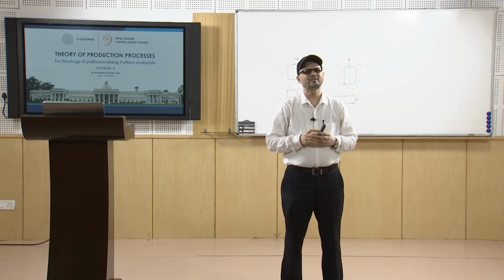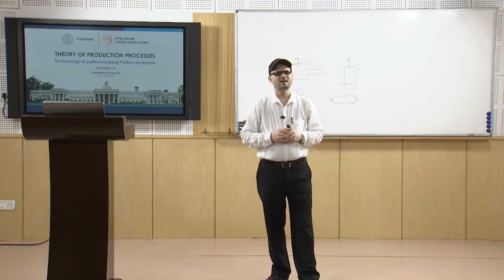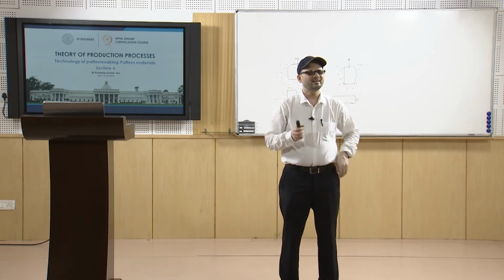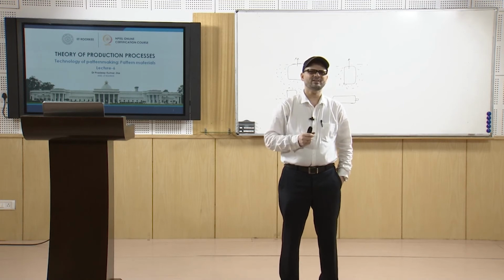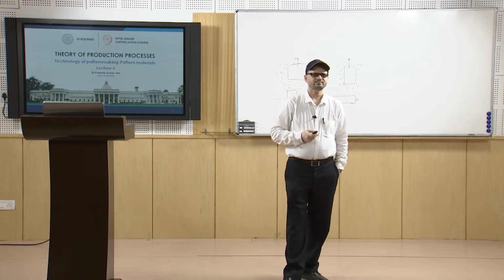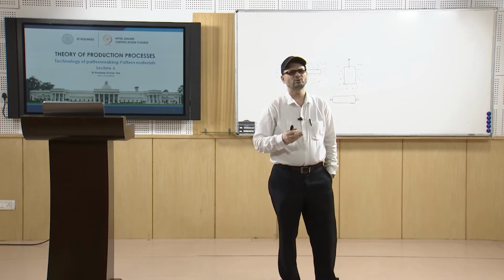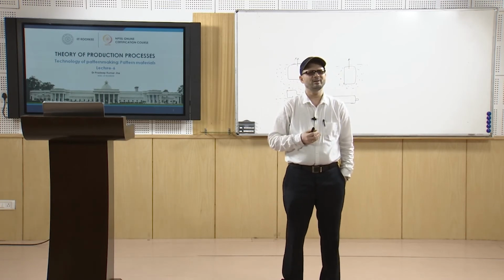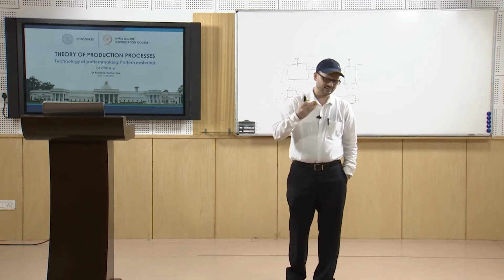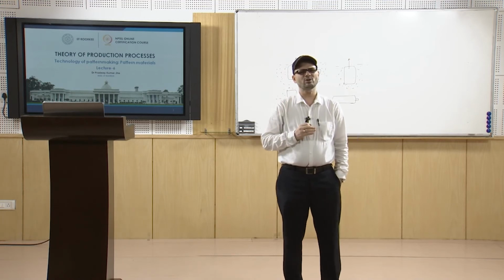And then you have teak wood. Teak wood, as we all know, is very strong and hard. It is also a little bit costly. It has the property that it is unaffected by fungus, and it is easily available in the country. Then you have deodar, which is again a soft variety of wood, slightly harder than pine, but easily machinable and takes a good polish. So, normally these are the traits of different kinds of wood.